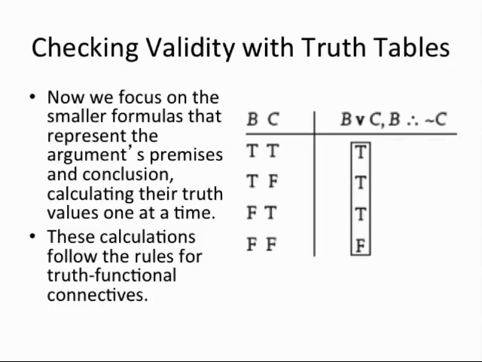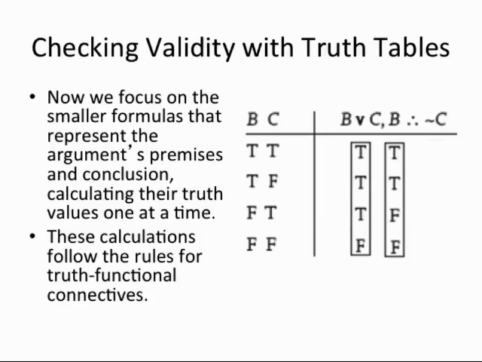In row 2, B is true, so the disjunction is true. In row 3, C is true, so the disjunction is true. But in row 4, neither B nor C is true, so the disjunction is false. Now let's do the next column beneath the second premise. This one's easy. We just take the values from B on the left-hand side and put them in.